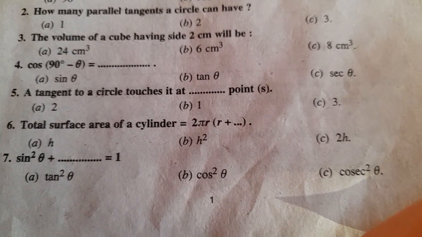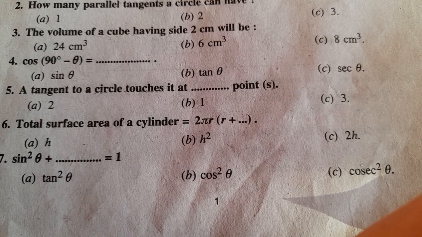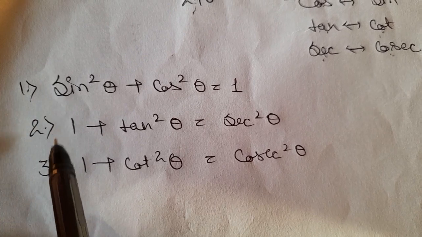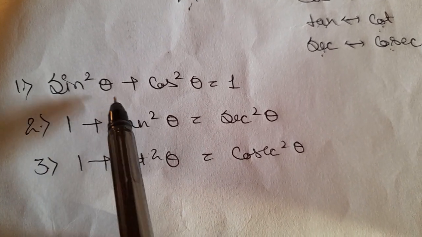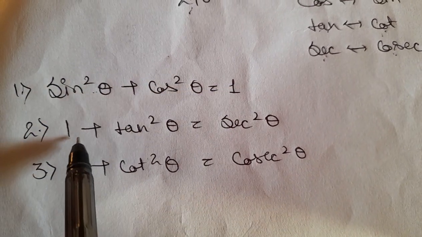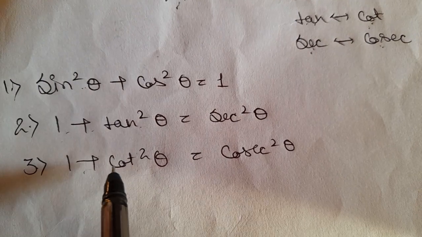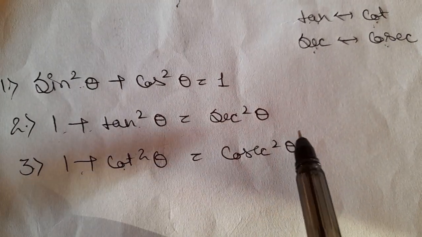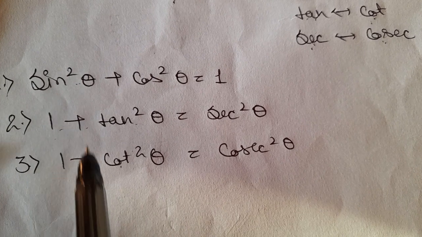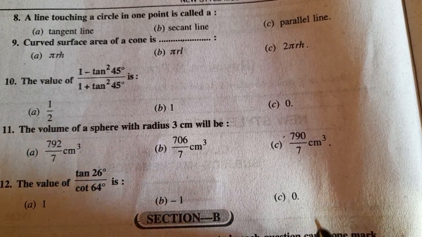The next one is the identity: sine square theta plus cos square theta equals 1. So here are the three main trigonometric identities used in class 10th. First one is sine square theta plus cos square theta equals 1. 1 plus tan square theta equals secant square theta. 1 plus cot square theta equals cosecant square theta. The examiner can ask any of these identities. Okay.